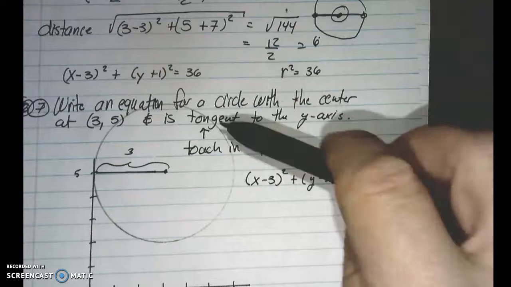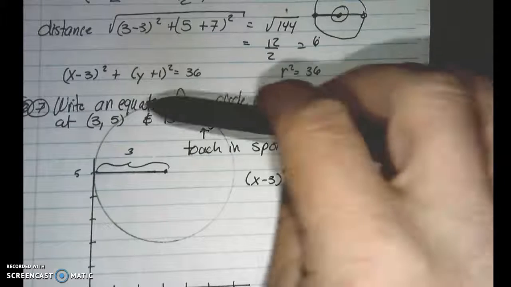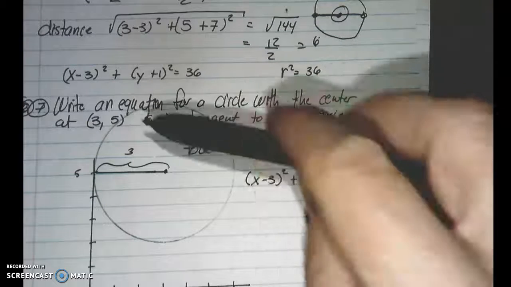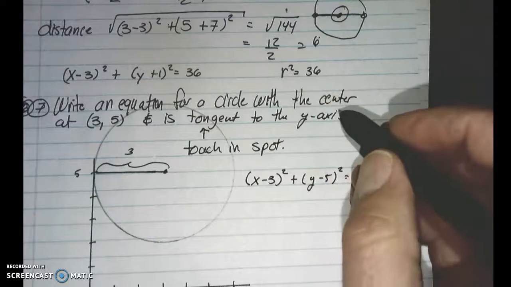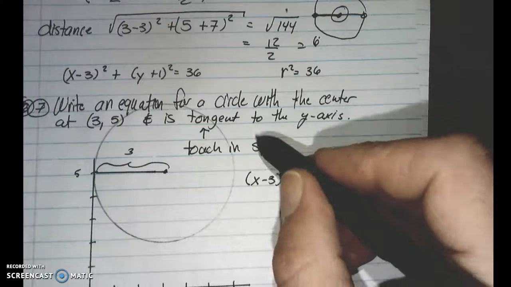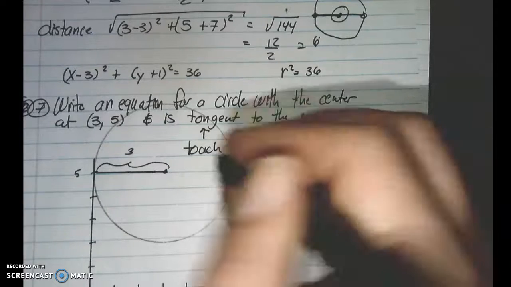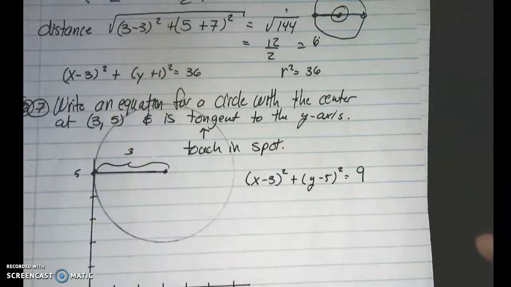So what we talked about was that we're writing an equation for a circle with the center at 3, 5, which we graphed here, and is tangent to the y-axis. And so we're saying that tangent means we're touching in one spot. So it's going to be touching here at 0, 5.